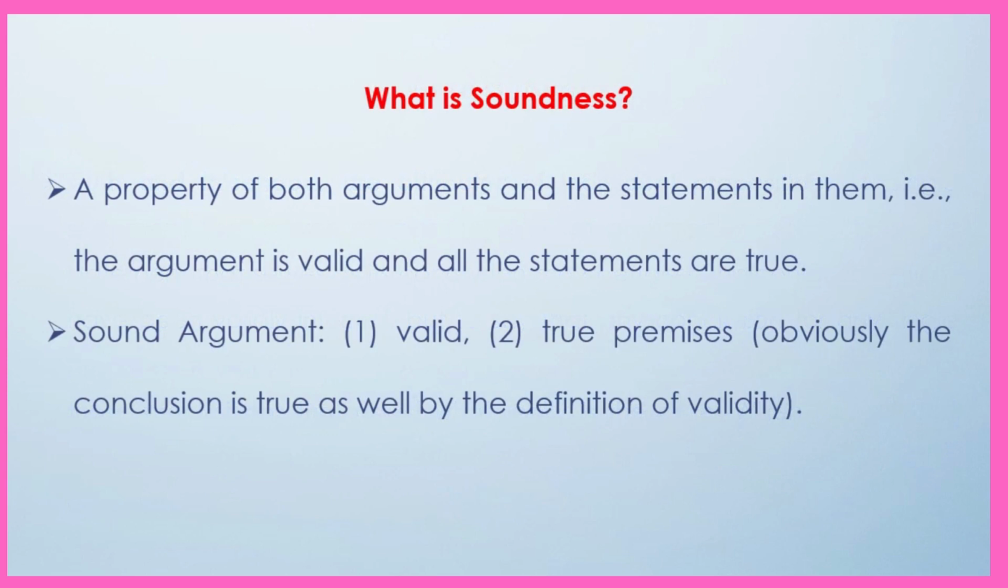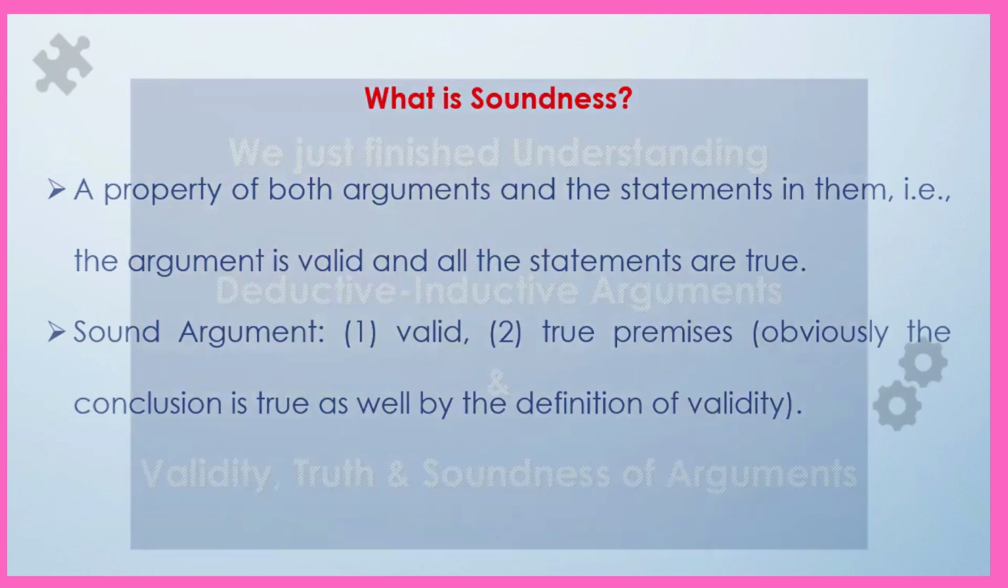And how do we define soundness? When it has both the properties of validity as well as truth. That is, the premises are true and the argument as a structure is also valid. When both the things are present, then the argument is described as a sound argument.